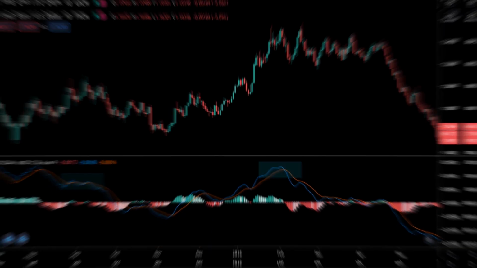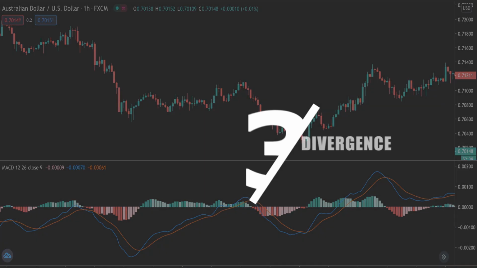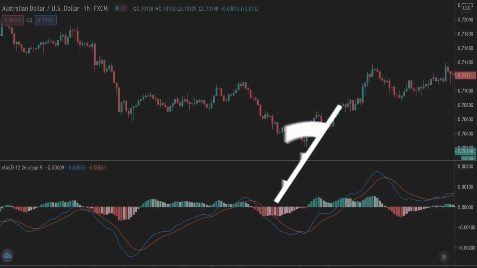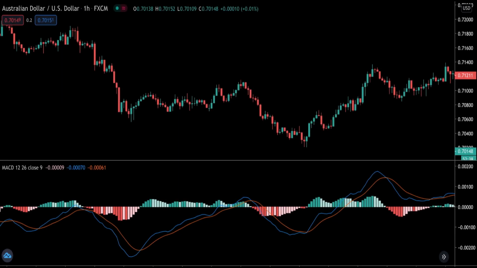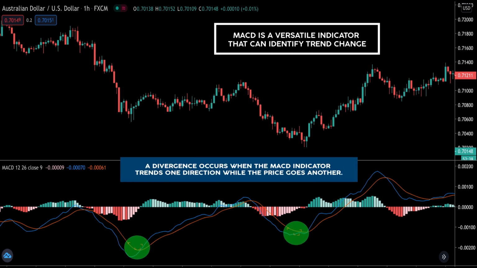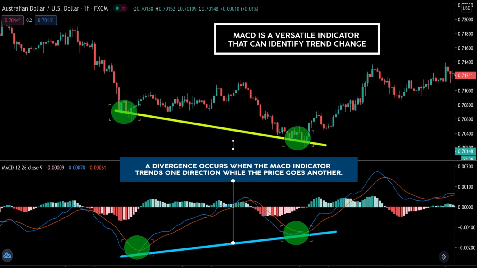The last way to use the MACD is to identify divergence. This is my favorite way to use the indicator, so don't miss this and keep watching. Recall how I introduced the MACD as a versatile indicator that can identify trend change at the start of this video? Well, a divergence occurs when the MACD indicator trends in one direction while the price goes another. It hints at a reversal in the current price trend.